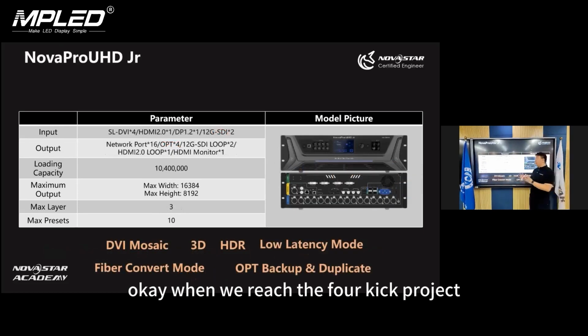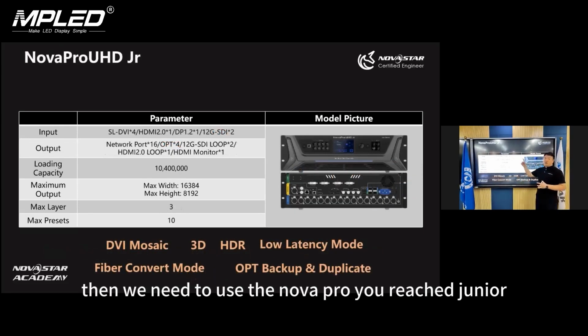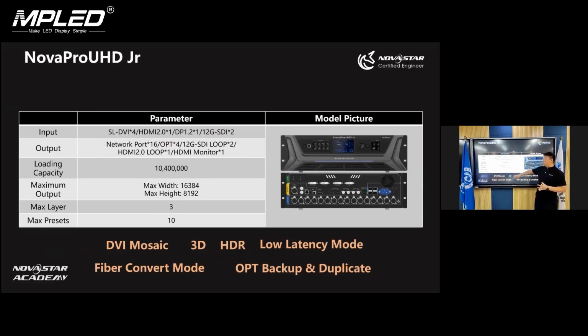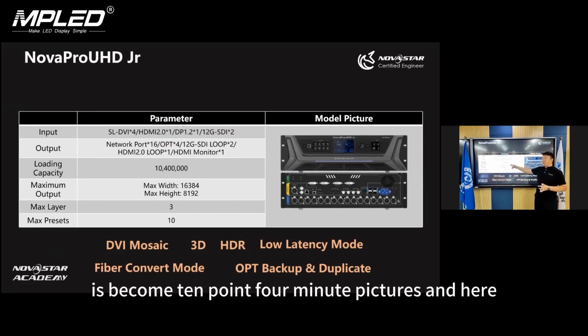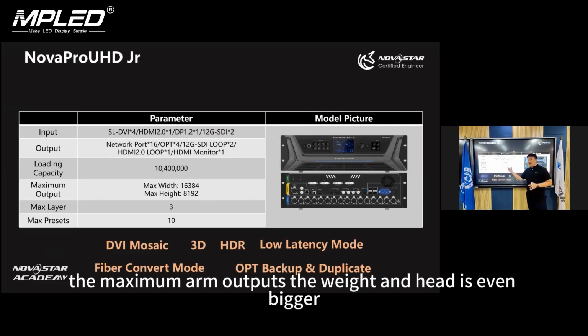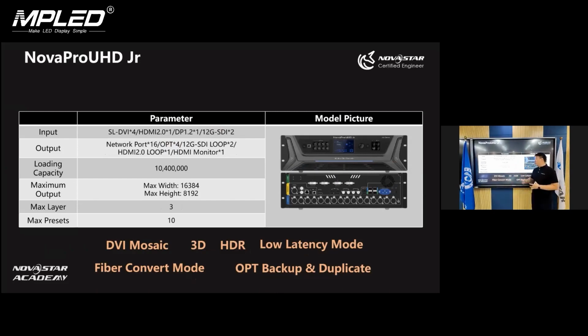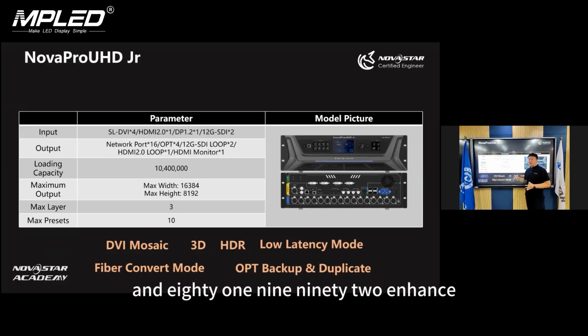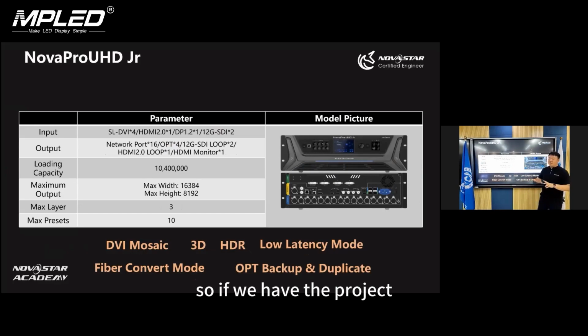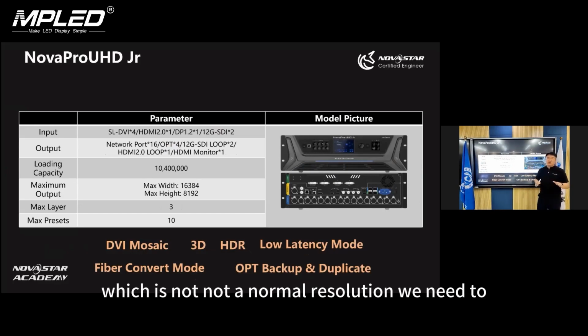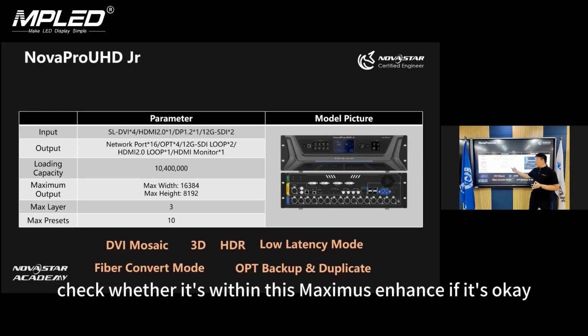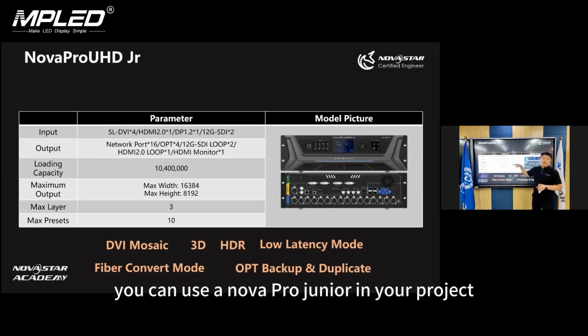Okay, when we reach the 4K project, then we need to use Nova Pro UH Junior. The loading capacity becomes 10.4 million pixels. And here, the maximum output width and height is even bigger: 16384 wide and 8192 in height. So if we have a project which is not a normal resolution, we need to check whether it's within this max width and height. If it's okay, then you can use Nova Pro UH Junior in your project.